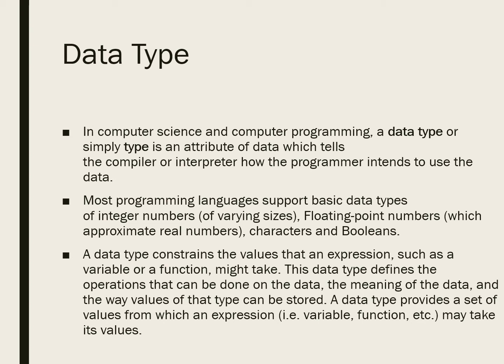A data type constrains the values that an expression, such as a variable or function, might take. The data type value is taken up by a variable or a function. Both a variable and a function can use the data type to formalize the function or program which you are working on. This data type defines the operations that can be done on the data, the meaning of the data. It explains the exact meaning or use of the data and the way values of that data can be stored in that particular data type.